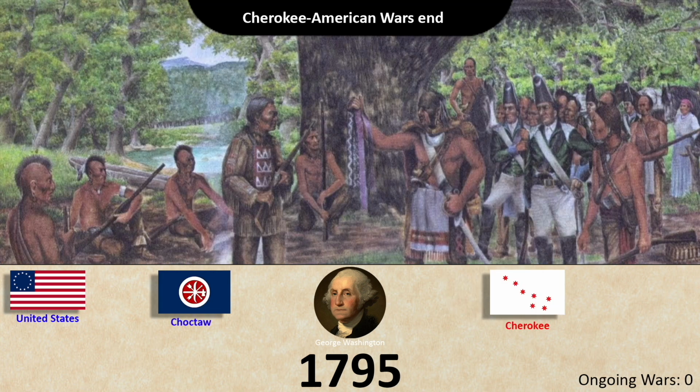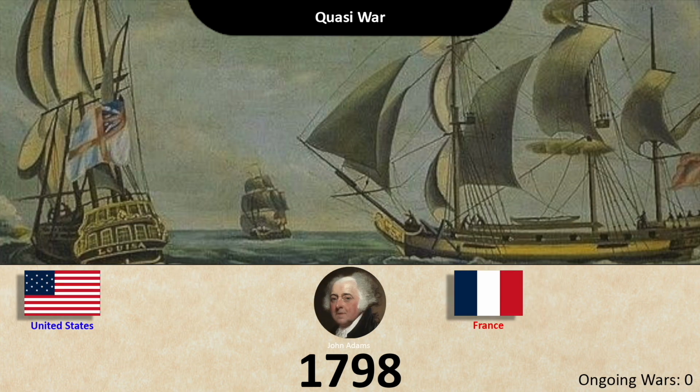So in the next year, in 1795, the Cherokee American Wars would end. Fighting would eventually die down, and tensions would still be very, very high. Yeah, you could imagine. Now, 3 years later, in 1798, we get the Quasi War, and basically what this was was an undeclared naval war that was fought between the United States and France.